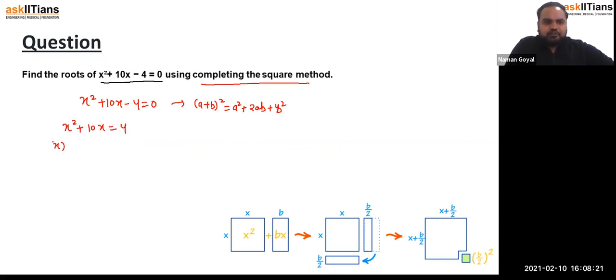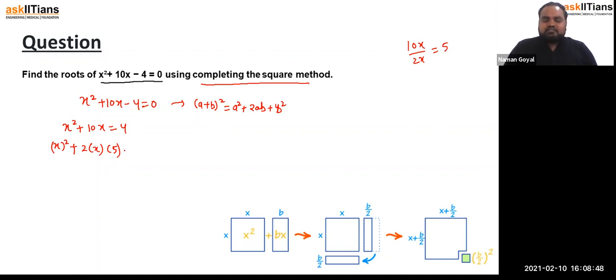Now this can be written as x square plus 2 times x times something. Now the number which comes here, it comes here also. Now to balance, this is 10x and this is 2x. So how can we check which number should come? You have to divide 10x by 2x. If you divide 10x by 2x, then what do you get? 5. So the number 5 comes here. Are you getting my point? Okay.